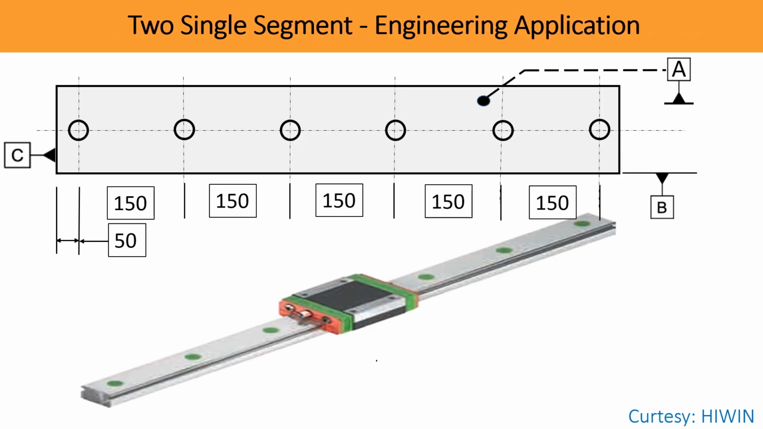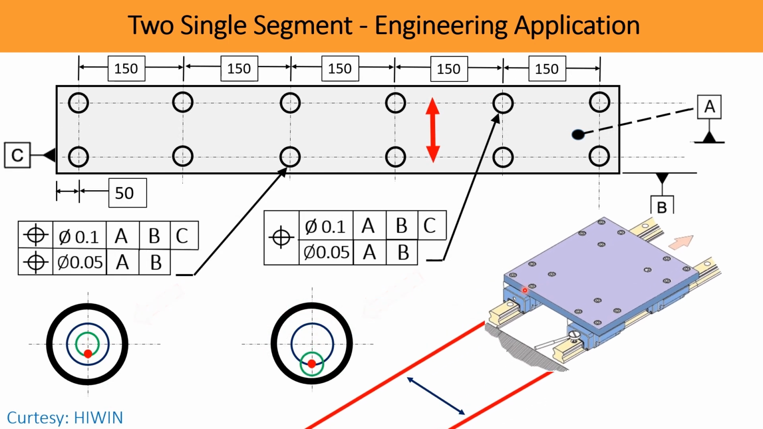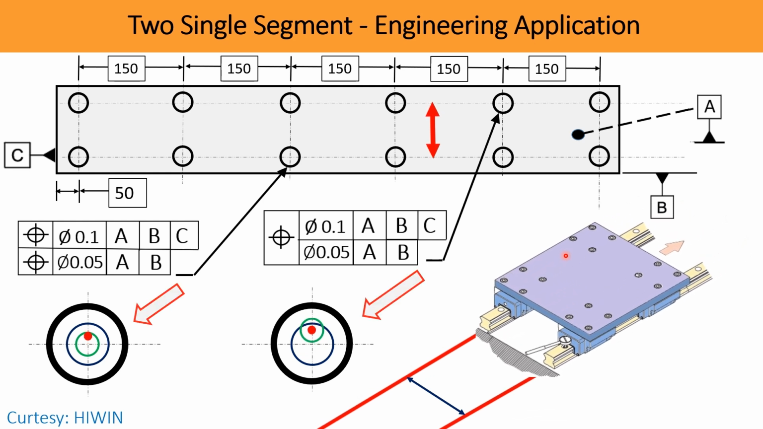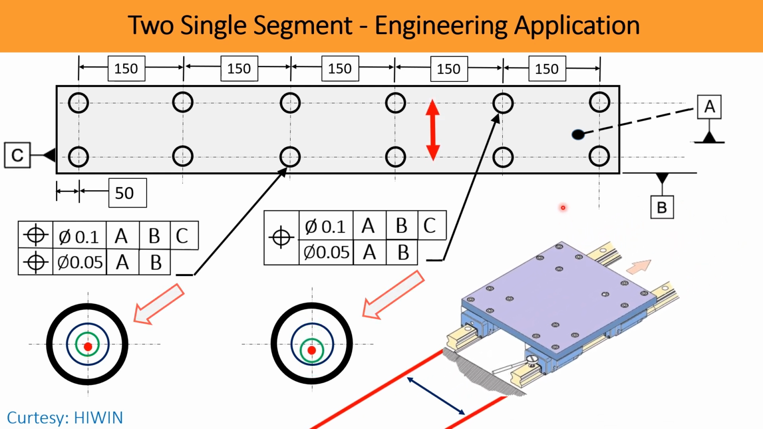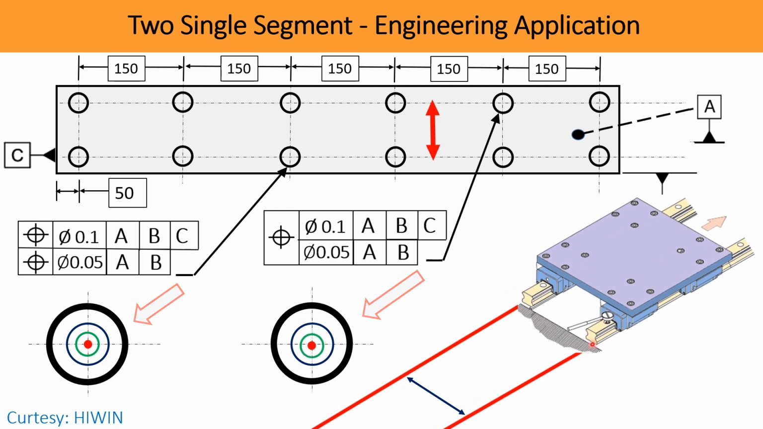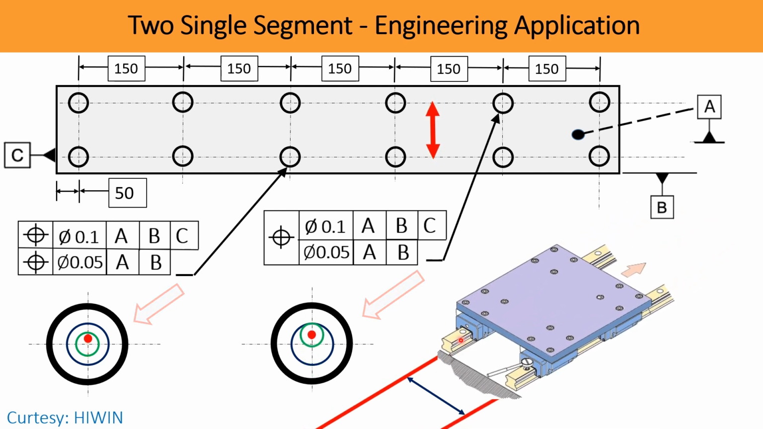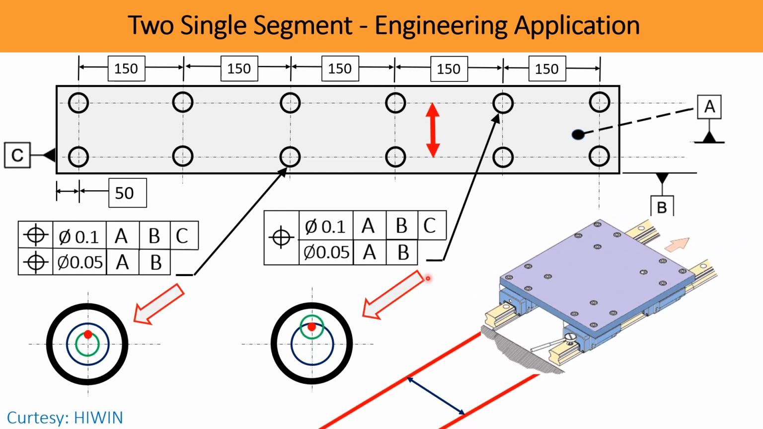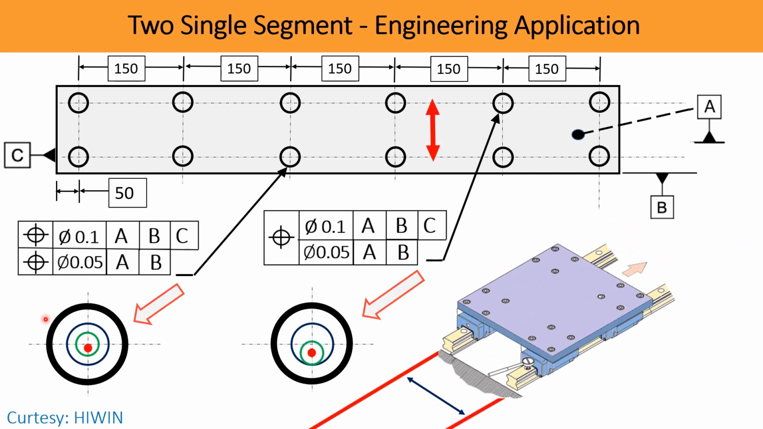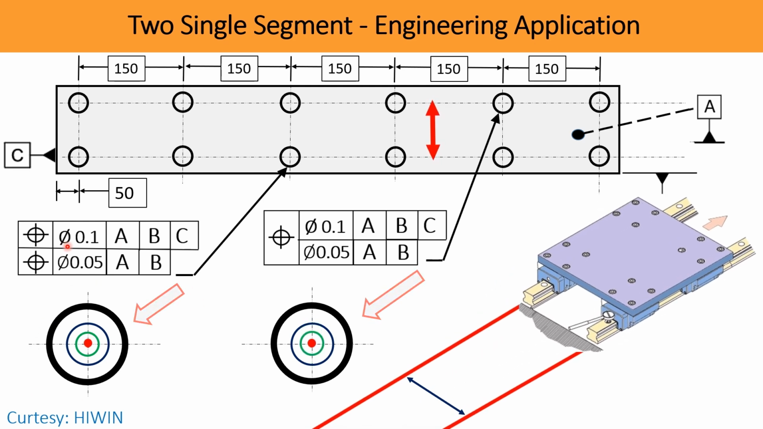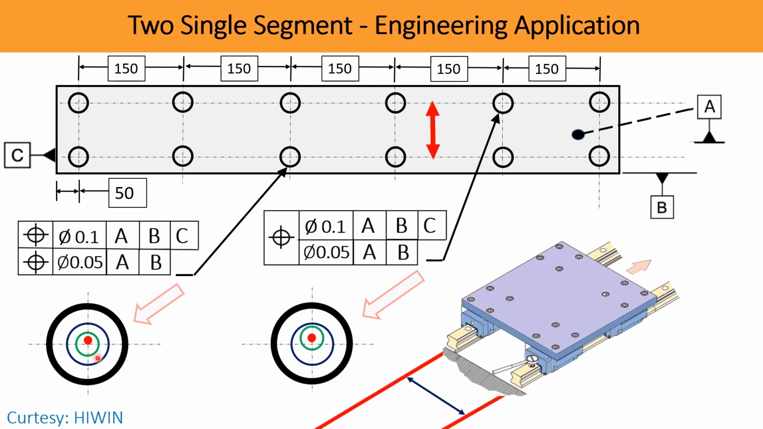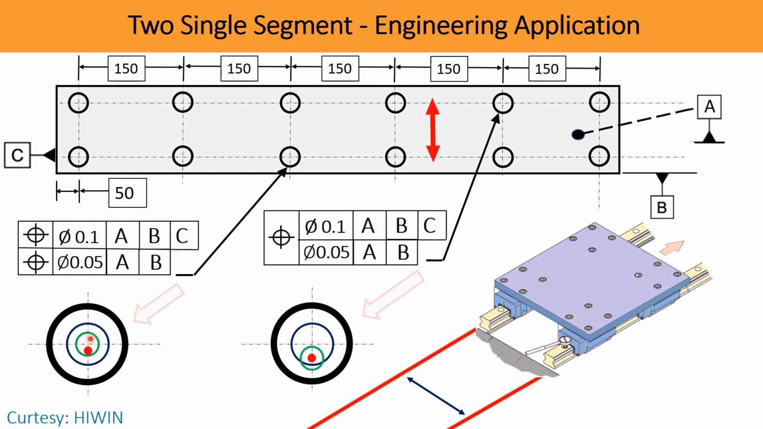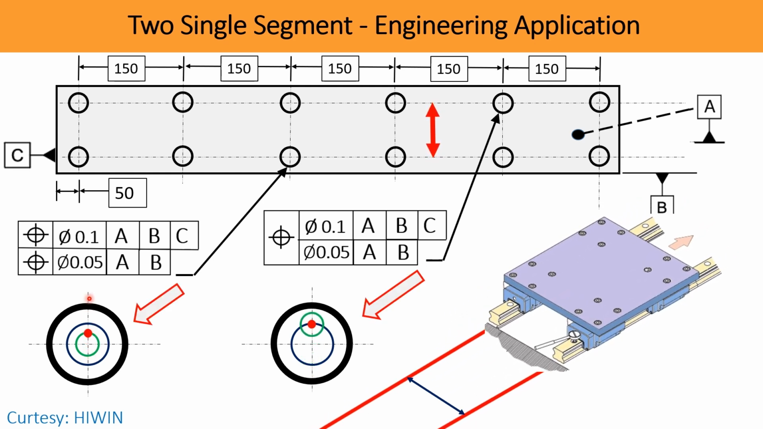Let us see the application of the two single segment positional tolerance zone frame. Here, the application demonstrated is the mounting of two parallel LM guideways on a bed. Let us explain one by one. Look at this animation of the two single segment tolerance zone. Here, the LM guideway mounting bed holes are only allowed to translate within a diametrical tolerance zone of 0.05 in the y direction.